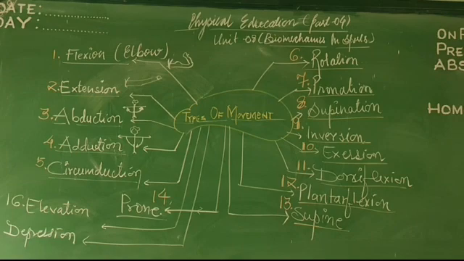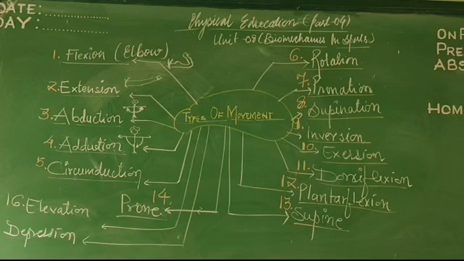Supination. When I talk about supination, it is the opposite of pronation. Supination is the opposite of pronation. In this position, the palm of the hand is turned to face upward and the forearm is horizontal. Inversion: what is inversion? Turning inwards towards the plantar aspect of the foot.